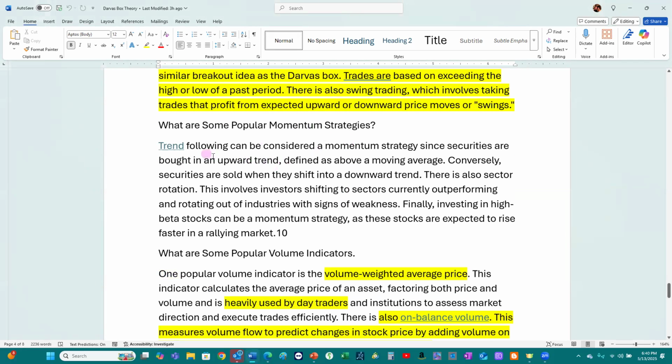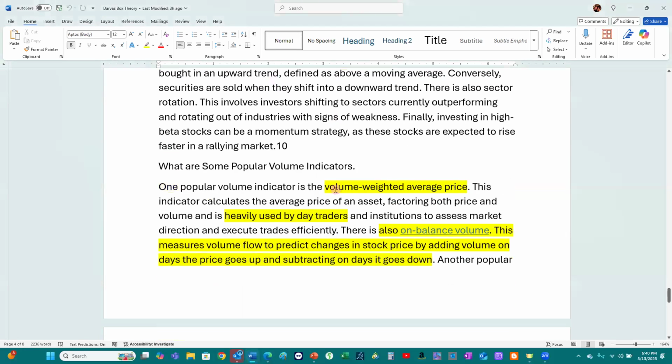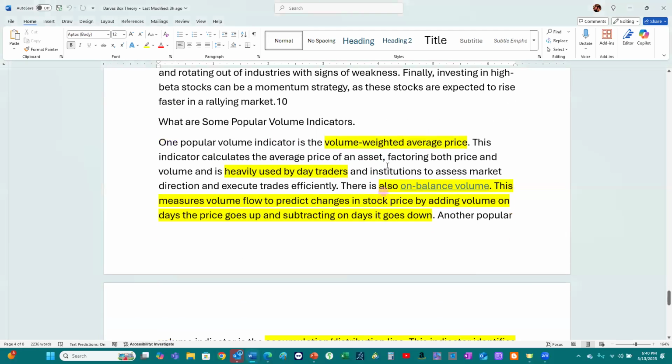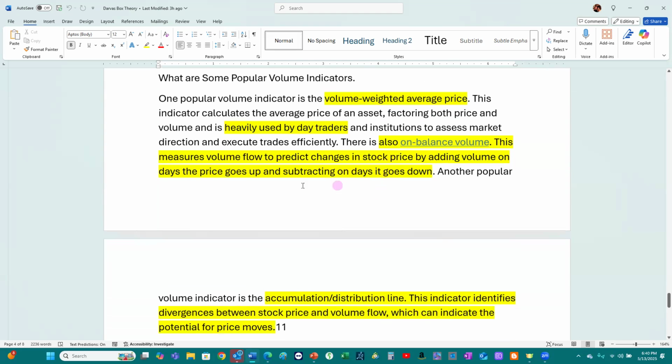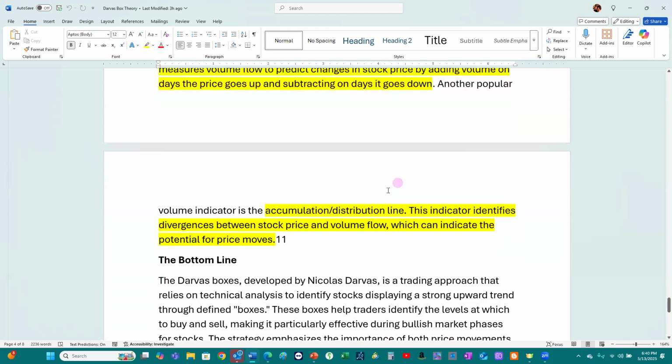Popular momentum strategies, trend following, volume indicators, volume weighted average price, or VWAP. This is heavily used by day traders. On balance volume measures the volume flow to predict changes in stock price, adding volume on days the price goes up and subtracting it on days it goes down. And then the accumulation distribution line, which I've covered in a previous Technical Tuesday, identifies divergences between stock price and volume flow, which can indicate the potential for price moves.